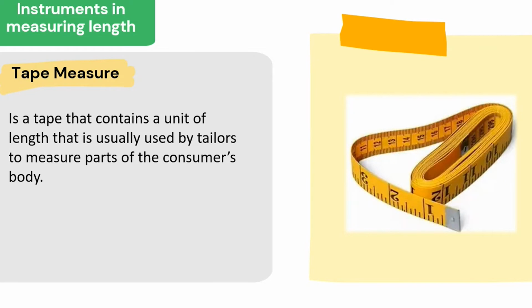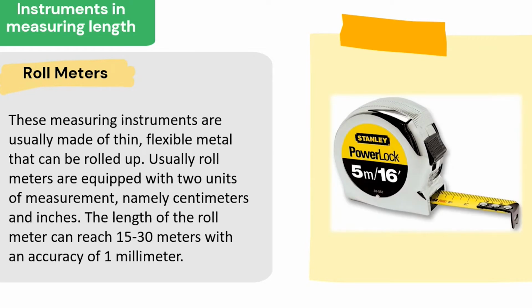So next one is roll meters. It is also called meter or handyman meter. It is also one of the building tools that commonly used. These measuring instruments are usually made of thin, flexible metal that can be rolled up. Usually, roll meters are equipped with two units of measurements, namely centimeters and inches.